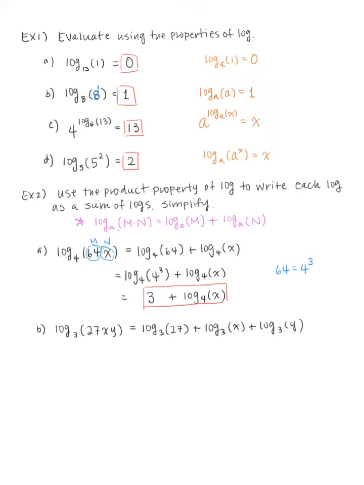Since the little base is 3, you should be asking yourself, is there any way that I can write 27 in terms of base 3? I think so, because isn't 3 to the third the same thing as 27? Hence, we can go one more step. So this is the same thing as log base 3 of 3 to the third plus log base 3 of x, and then plus the log base 3 of y.